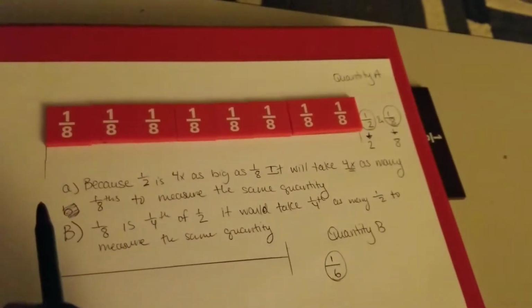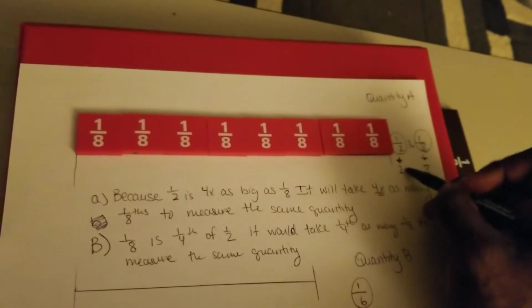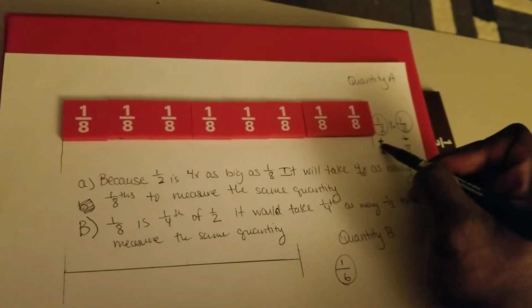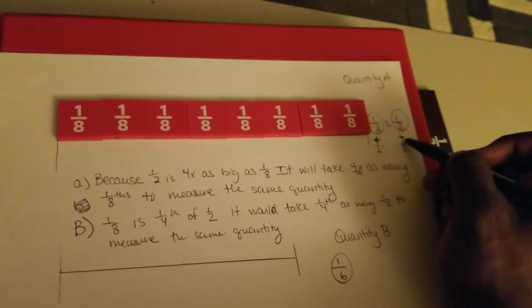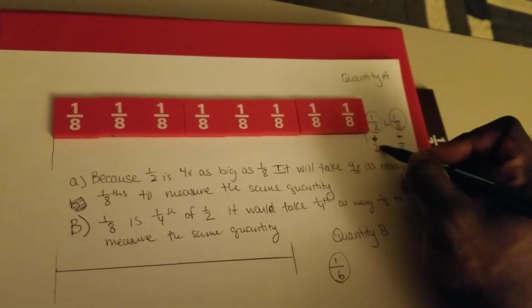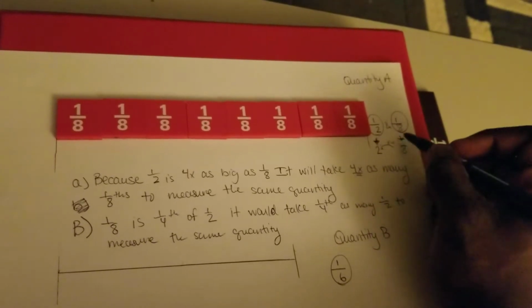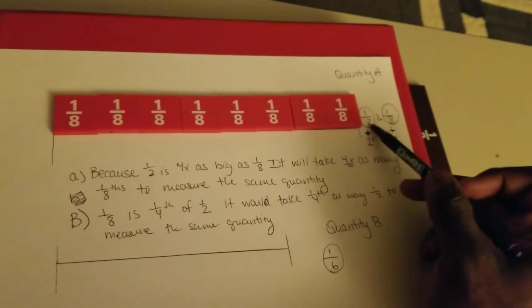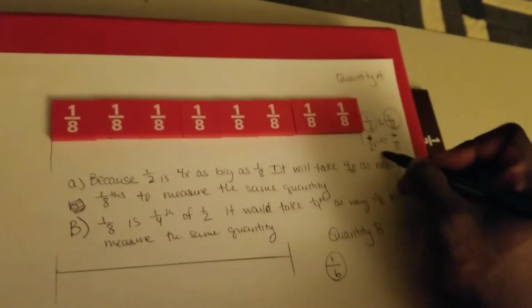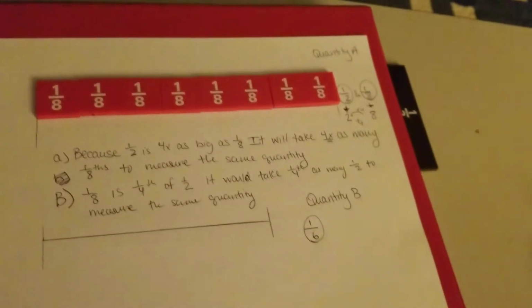So there are two relationships going on here. If I'm starting with halves and I'm measuring now using eighths, it's going to take me 4 times as many. If I'm starting with eighths and then I'm measuring with halves, it's going to take me 1/4 as many.